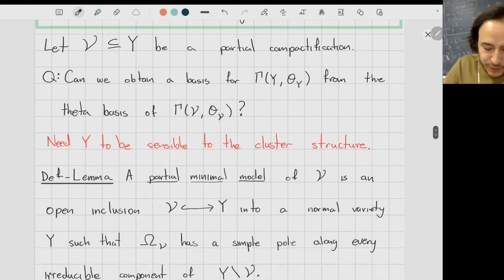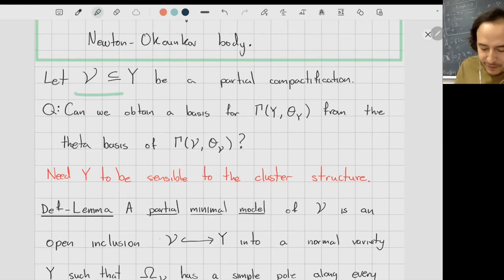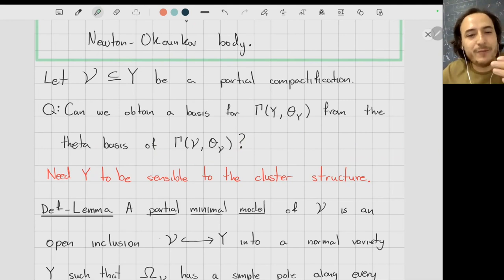So first of all, which partial compactifications are we going to consider? The guiding question is the following: if I have a partial compactification, can we obtain a basis of the global functions on Y from the theta basis on V? The GHKK idea was, maybe there is a simple answer: maybe only those functions that extend to Y are enough to obtain a basis for this ring.